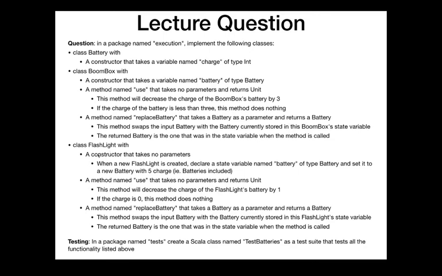Then a class named flashlight, very similar functionality as the boombox, except the flashlight comes with batteries. The constructor takes no parameters, and when a flashlight is created, create a new battery with 5 charge that'll be in the flashlight. And these batteries are always in a variable named battery. The batteries have a variable named charge.